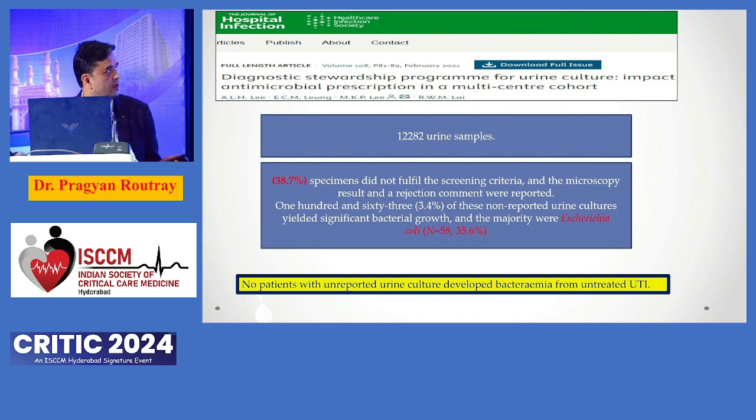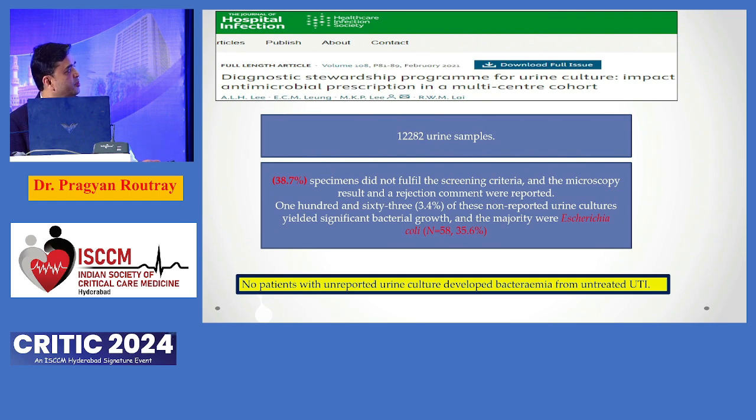So what did they find? In this study, they took 12,282 urine samples, out of which 38.7% of specimens did not meet the criteria. They were probably some sort of asymptomatic pyuria.